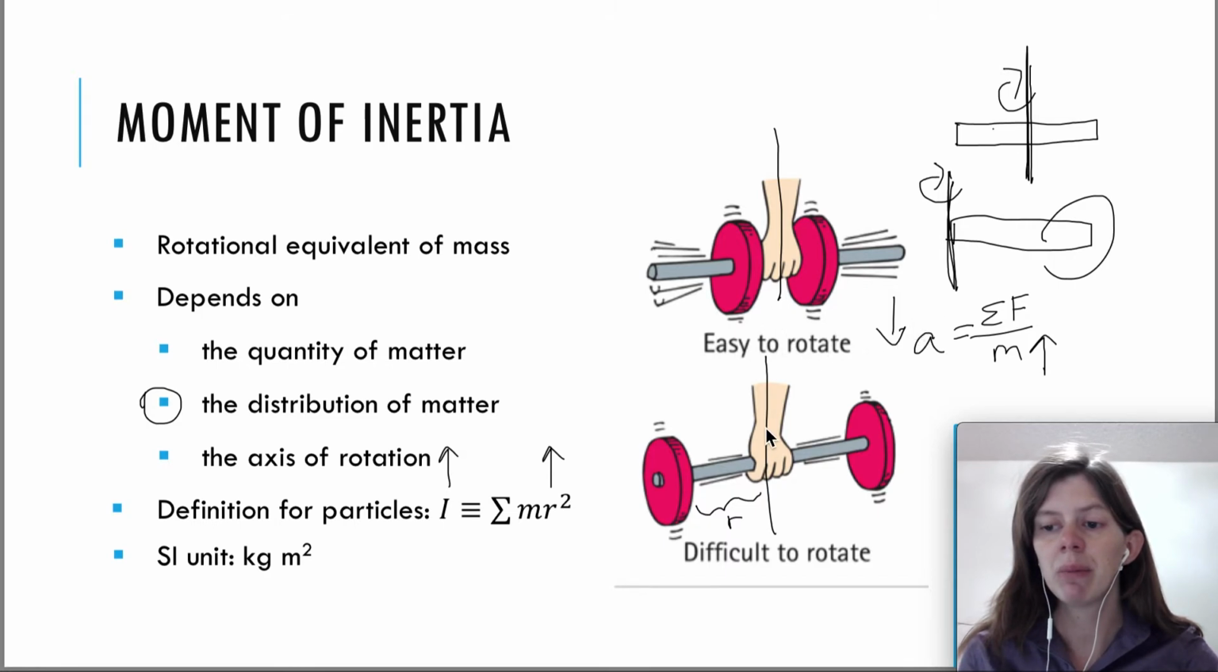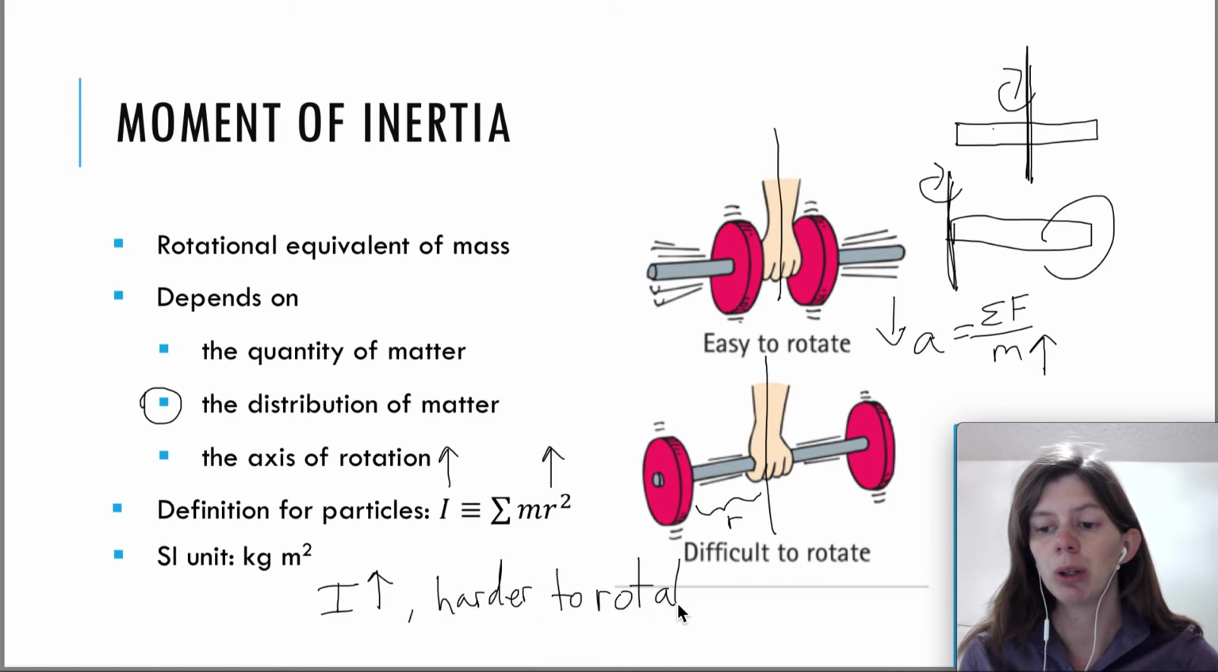It's the same thing here. The bigger the I, the less it's going to accelerate, the harder to rotate. So when you're trying to figure out the moment of inertia of an object, look at the distribution of the mass. The further away that is distributed, the harder it's going to be to rotate. That means you have a greater moment of inertia.